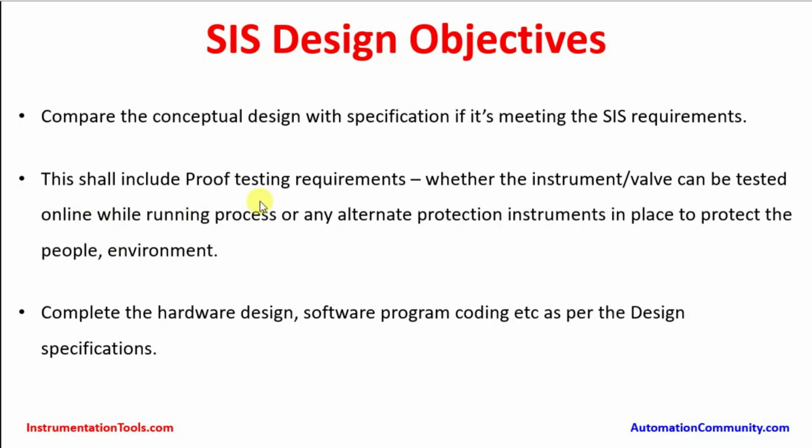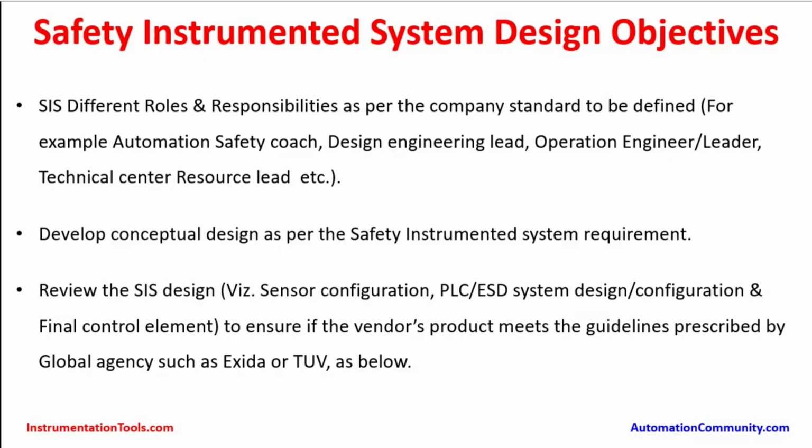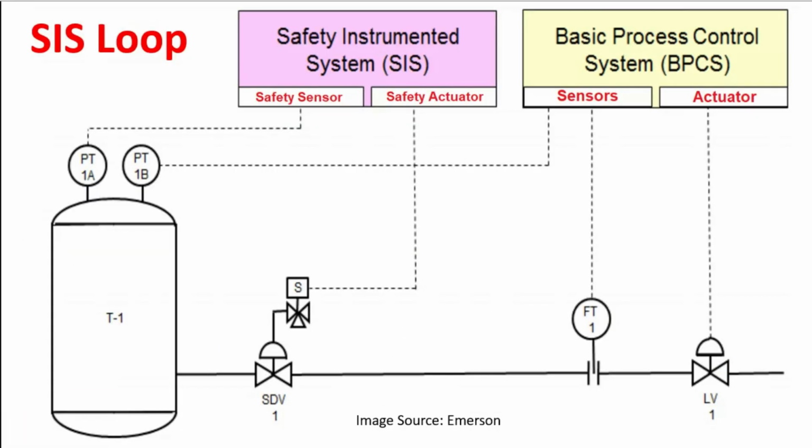This shall include proof testing requirements, whether the instrument or valve can be tested online while running the process, or whether any alternate protection instruments are in place to protect the people and environment. In the process, there could be a possibility that only one instrument is working and doing the isolation for a vessel. But for doing the proof testing, it is not possible to shut down those valves. Like in this case, only one valve is there, so it is not possible to do the proof testing.